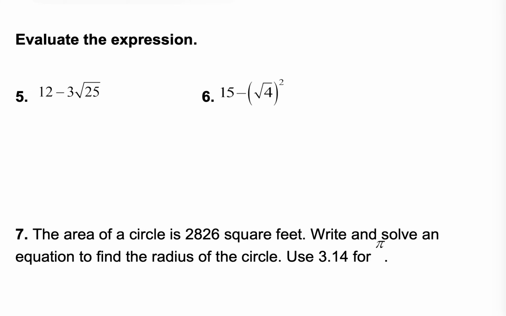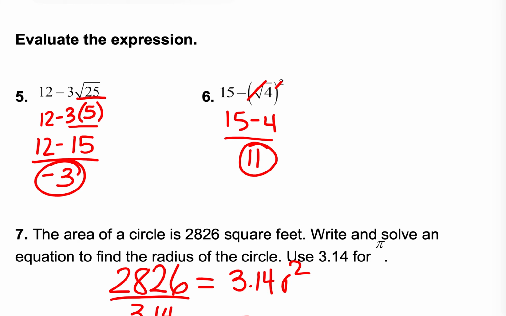Okay, let's check our answers. So for number 5, we don't have anything in parentheses. There's no operations within the radical signs. So our next step would be exponents and radicals. Square root of 25 is 5. I've replaced that radical sign with parentheses to show multiplication. Multiplication comes next. 3 times 5 is 15. Or if you wanted to do boom, boom, negative 3 times 5 is negative 15. And then 12 minus 15 gives me negative 3.